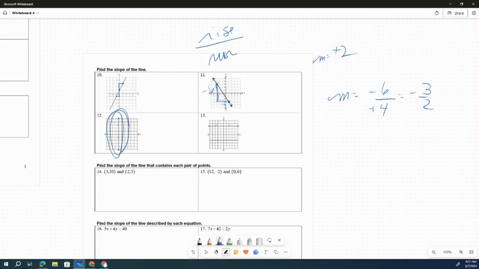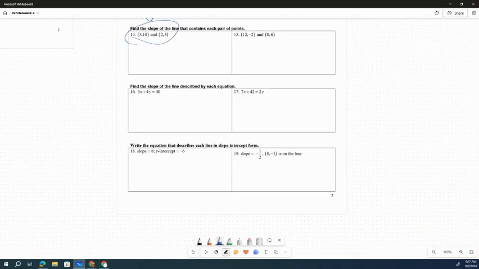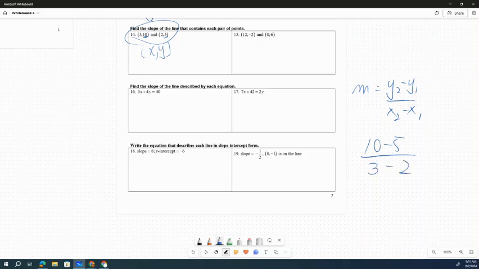Remember, slopes of vertical lines are undefined. Slopes of horizontal lines are always 0. If you're given 2 points, you could graph it. I'm not going to act like you can't. But then we also have this formula: the change in y's over the change in x's. So you just subtract the y's. Just remember, this is an ordered pair, x comma y. So I take my 10 minus my 5, and I take that over 3 minus 2. Notice, you took the 10 in the numerator, so you need to take the 3 in the denominator. Just make a note of that.